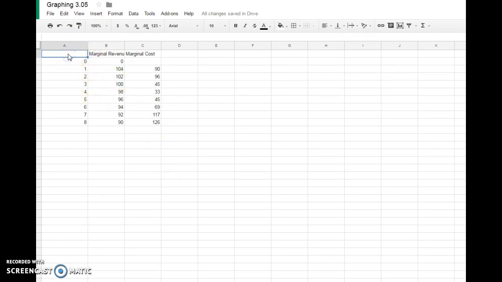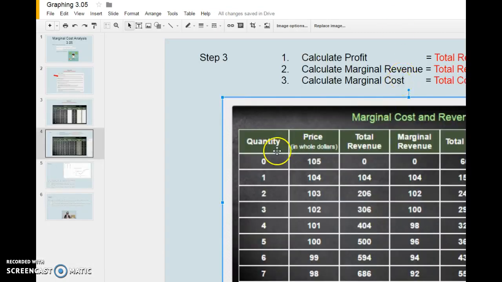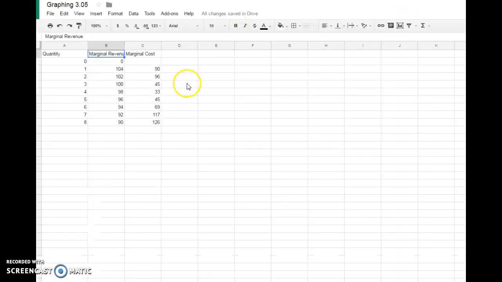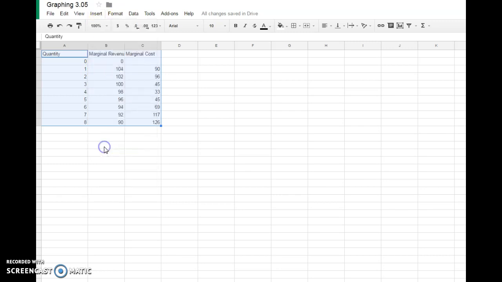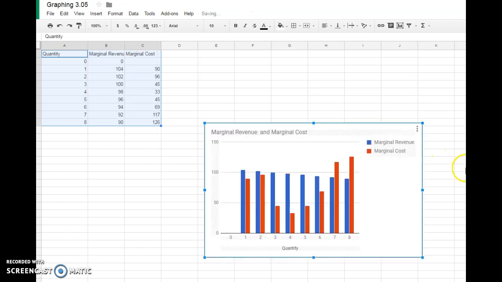Notice that this is the quantity. The marginal revenue is here. Just to remind you, all I did was take the three columns, quantity column, marginal revenue column, and the marginal cost. Now I placed it into a Google Sheets. I called it 305. Now, what I'm going to do is highlight these three columns, and I'm going to go to Insert, because it's going to make the graph for me, or the chart. It doesn't do it real easy at first. It's going to make kind of the wrong one when you click Chart.